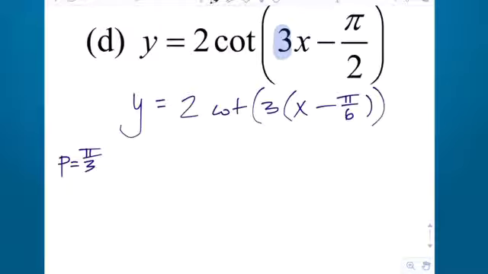So pi over b for tangent and cotangent. All right, so if the period is pi thirds, what's the half cycle counting interval? What's a half of the period? Pi sixths. So once again, kind of boring.